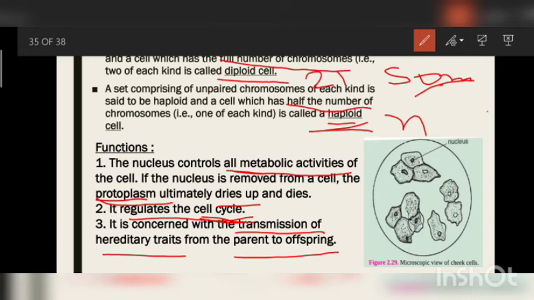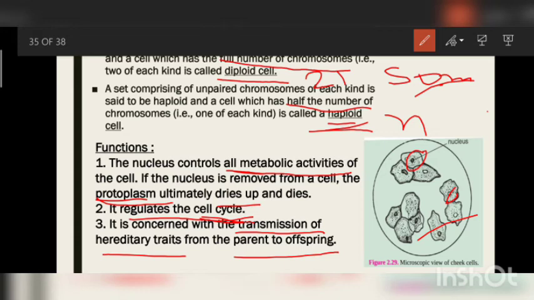So we can take a scrap of cheek cells and put it in the microscope using methylene blue. We can view your cheek cells like this, and here is the nucleus. You can view it easily. Okay, we will do this experiment in the lab after school opens. So the nucleus is very important.